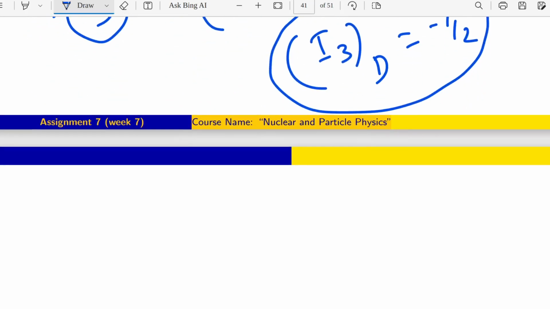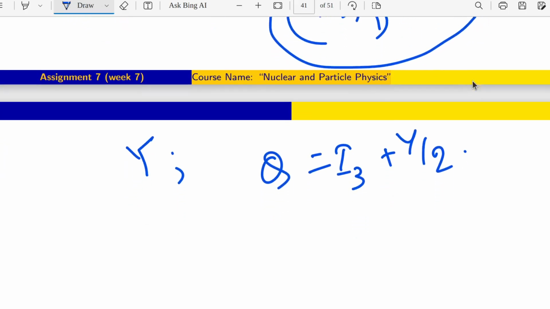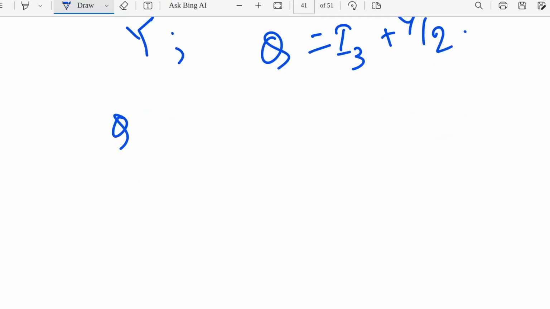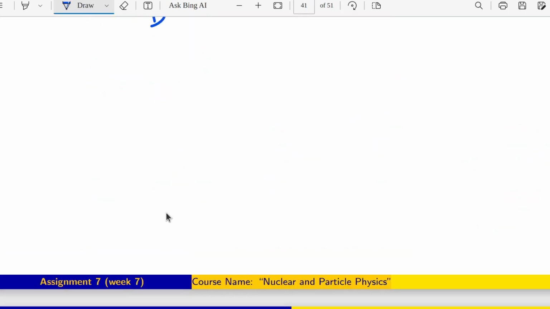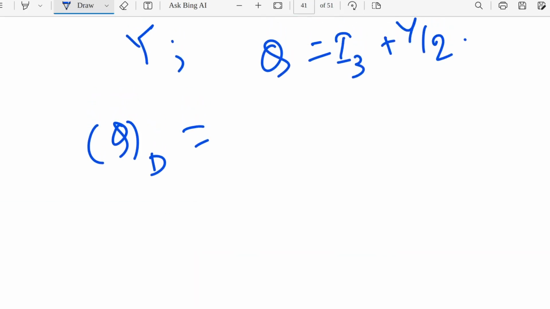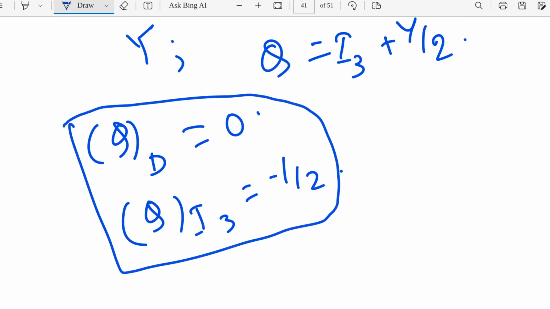Okay, now coming to the Y value. We already know that Q equals I3 plus Y by 2. And from the previous calculation, we got the knowledge that Q of D is 0, so I am going to write here Q of D is 0. And again, I got the knowledge that I3 of D is minus half. These two I got from the previous calculations.